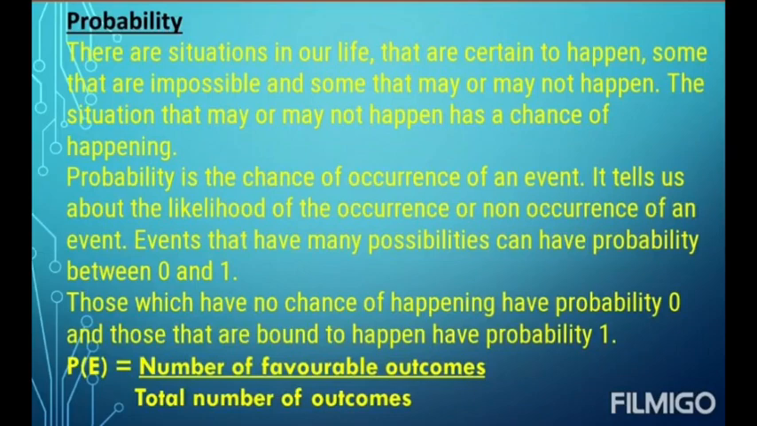Next topic is probability. Probability deals with prediction of situations which may or may not happen, or have a chance of happening. The probability of an event which is certain to happen is 1. The probability of an event which is impossible to happen is 0. To calculate the probability of an event, we will use the formula: number of favorable outcomes upon total number of possible outcomes. The probability of any event occurring lies between 0 and 1.